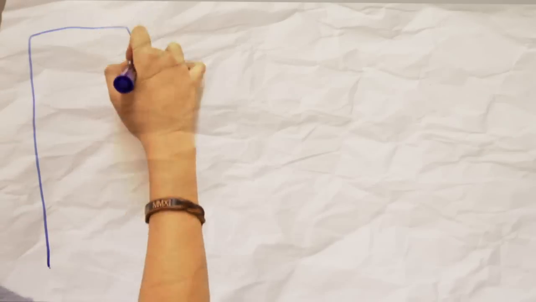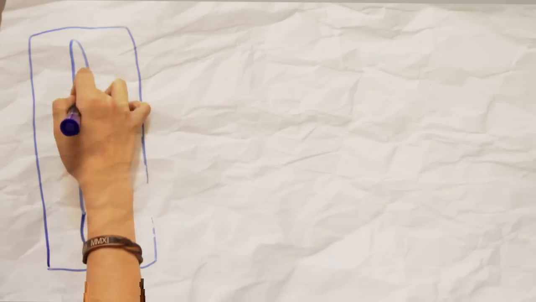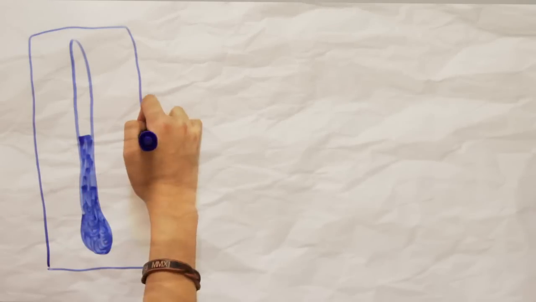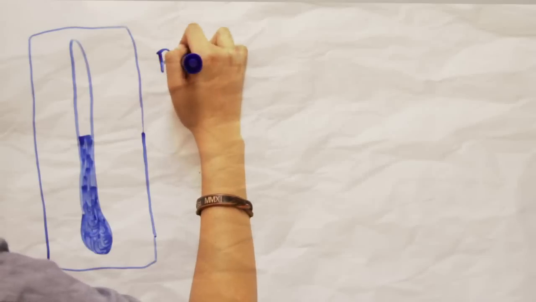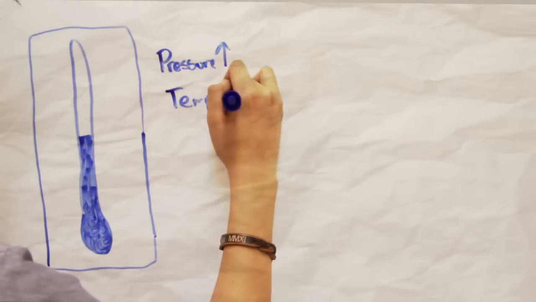A thermometer is used, showing that when temperature increases outside of the thermometer, the pressure inside also increases, pushing the mercury inside the thermometer up.